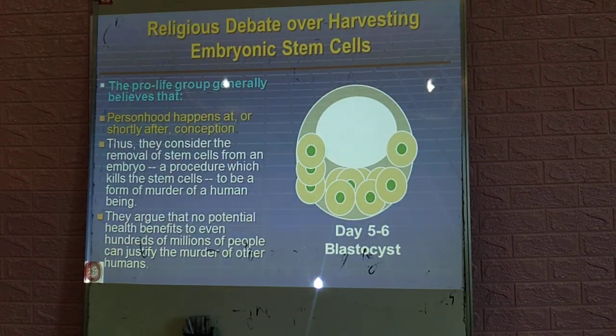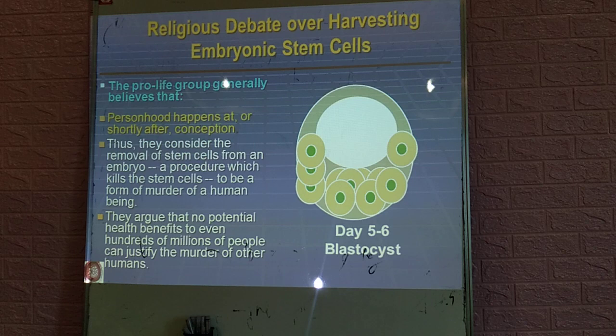So, the religious debate over harvesting embryonic stem cells. The pro-life group generally believes that personhood happens at or shortly after conception. So at conception, at that union of the sperm and egg, there is already life, or immediately after conception, on the first day. Thus, they consider the removal of stem cells from an embryo, a procedure that kills the embryo, to be a form of murder of a human being.